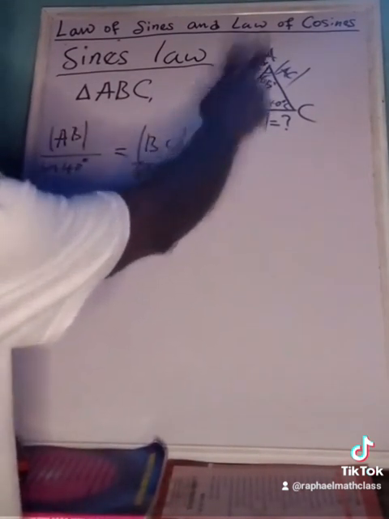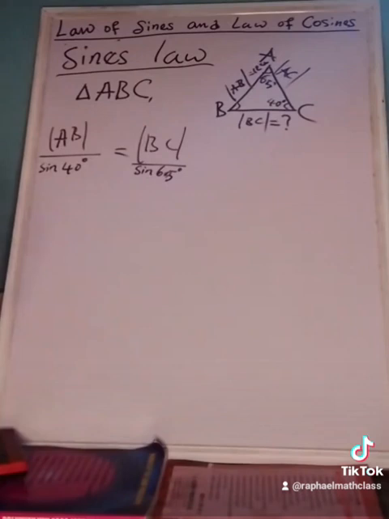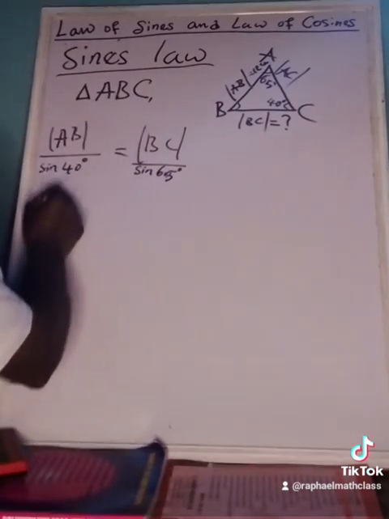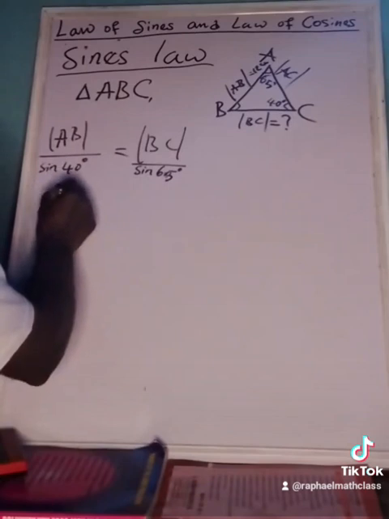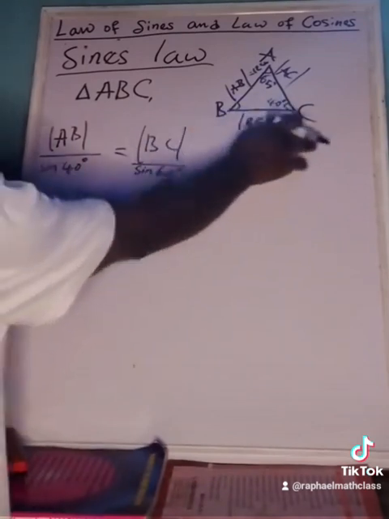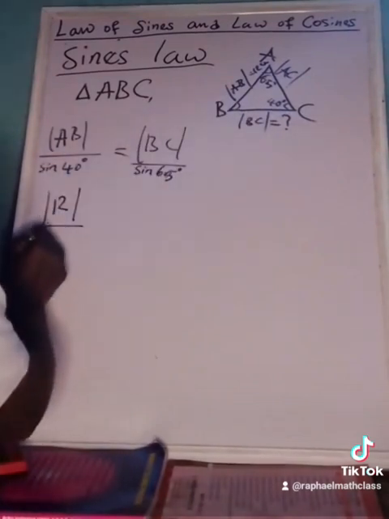And side AC. We are only using angle A and side BC, then angle C and side AB. Now, what do you do here? Now we are going to substitute. Remember that side AB is given. So our side AB is 12 centimeter divided by the angle C, which is 40, which is sine 40 degree.